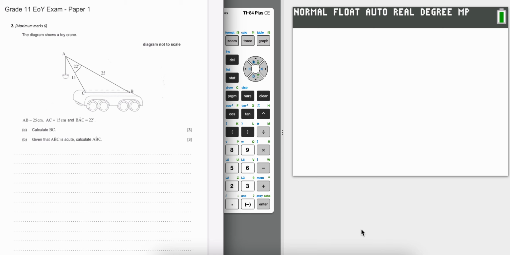Diagram for the toy crane and you're trying to calculate BC. Now, the first thing to always do on these questions is just to check that everything has been labelled. So AB is 25, we can see that that's been labelled just here. AC is 15, and we can see that that's been labelled. And the angle B to A to C, so this angle here, is 22, which has also been labelled. So we're trying to calculate line BC, which is this one here.